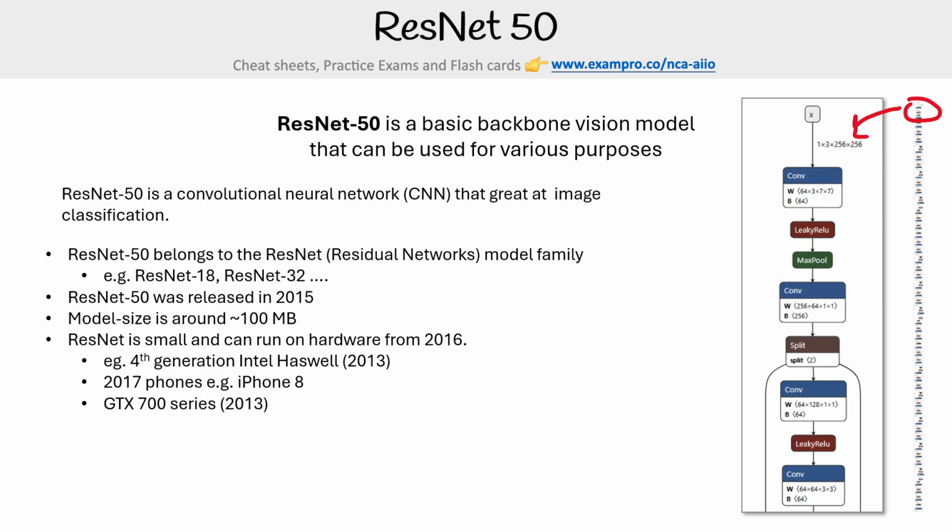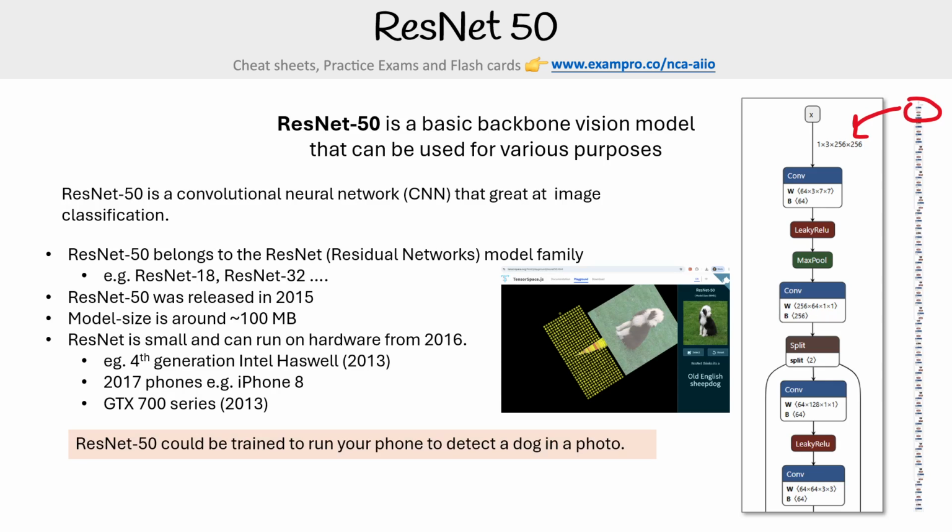And so you can run this thing, and that's why it's so popular, because it does a really good job for that task. It doesn't matter that it's an old model, because old models don't necessarily mean bad models, but it just hit a certain point where it was very, very useful. So ResNet 50 could be trained to run on your phone and detect a dog in a photo. For some reason, with ResNet 50, they love in every example to talk about a photo of a dog. But there's a website here, TensorSpace, which gives you a visual way to explore that model. And so they give that example there.